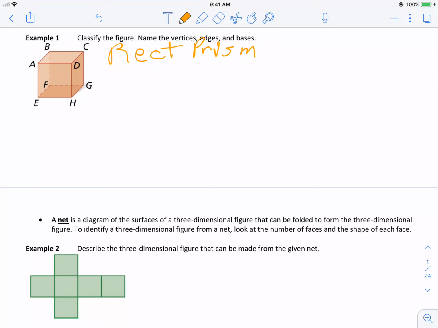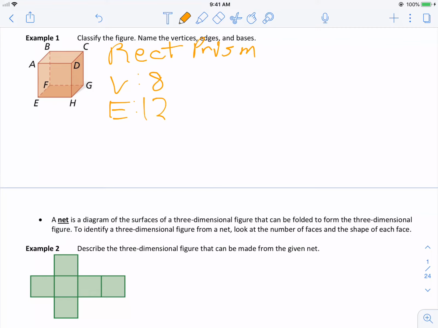We're also asked to name the vertices, the edges, and the bases. A good thing to initially do before naming them is to just count them. Vertices, we can see we have each point labeled. We have 4 on the top, 4 on the bottom, giving us a total of 8. The edges we know are the sides connecting the different vertices to each other. So we have up here 4 edges there, 4 edges on the bottom, and then 4 edges running vertically, giving us a total of 12 edges.